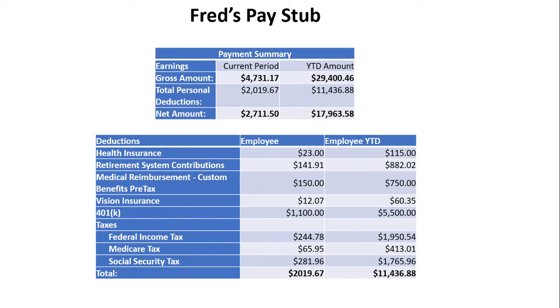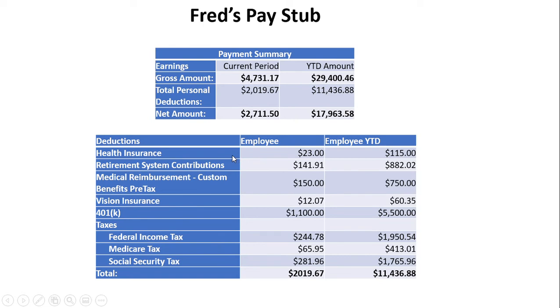Everybody pays those taxes. Now, Social Security tax has a maximum amount of income that will be impacted by that, and that number changes every year. So if you hit that maximum amount, you no longer pay Social Security tax on any income above that amount. Okay, so let's look at some of the other deductions this person has.